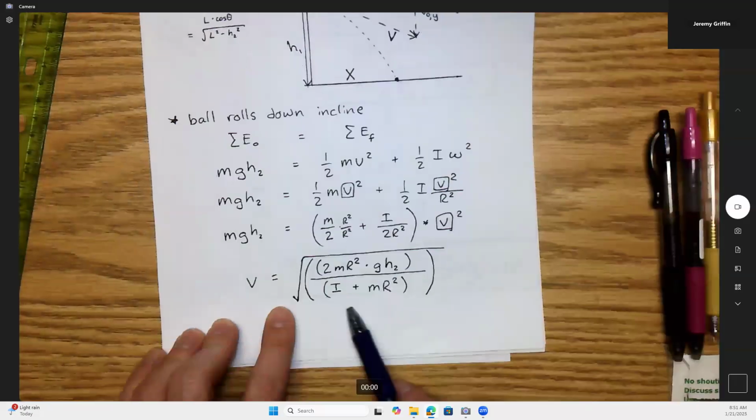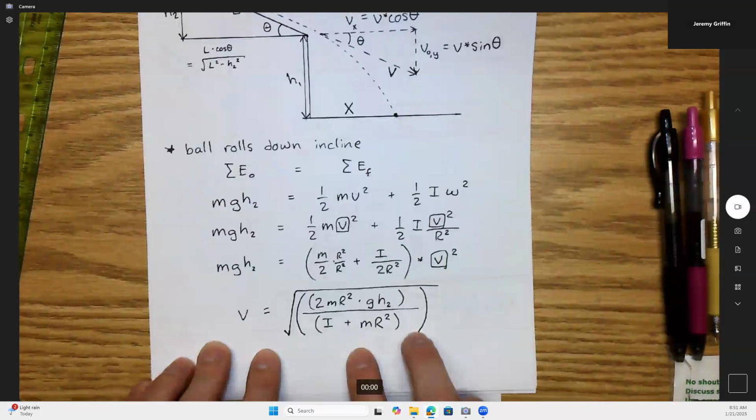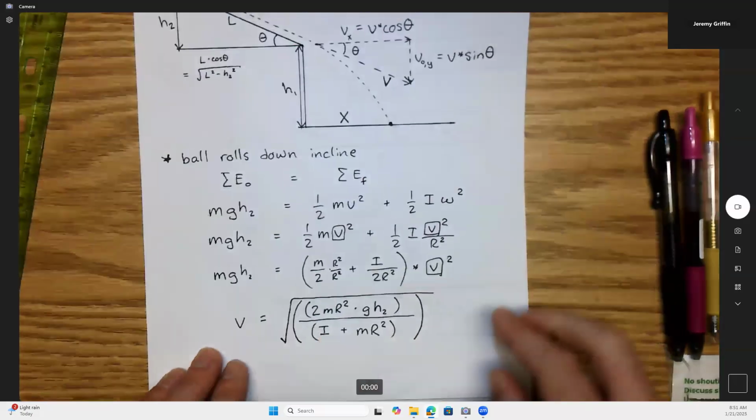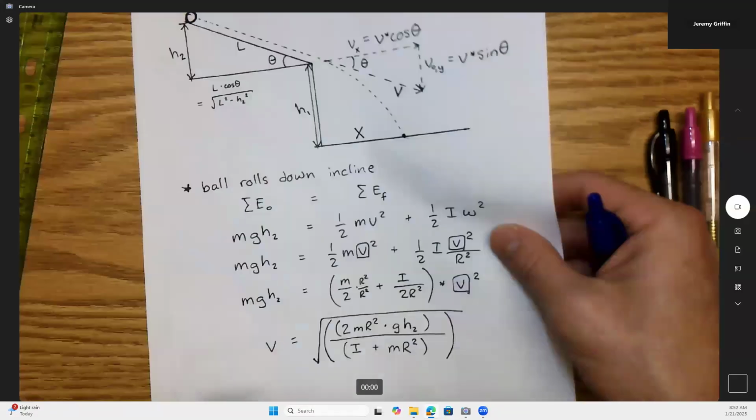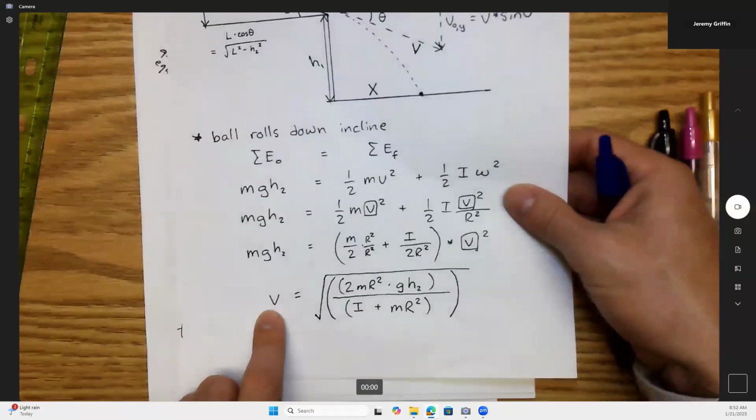So I got it for any I. Here's what it is for any ball rolling down with any rotational inertia; it comes out to that solution. Now, once you have that linear speed at the end, you guys see what's been solved for.